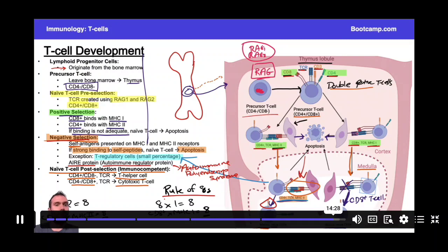Then there's negative selection. We present self antigens largely driven by this protein, the AIRE protein. And if there's binding to self antigens, then that cell needs to undergo apoptosis because we don't want it attacking self. Some small percentage of those cells will become Treg cells to help regulate the immune response. And then eventually, once this process is completed and this cell survives, then it will become a mature T cell, either CD8 positive or CD4 positive, and then downregulate the other coreceptor. It will still have a T cell receptor and it will still be CD3 positive.